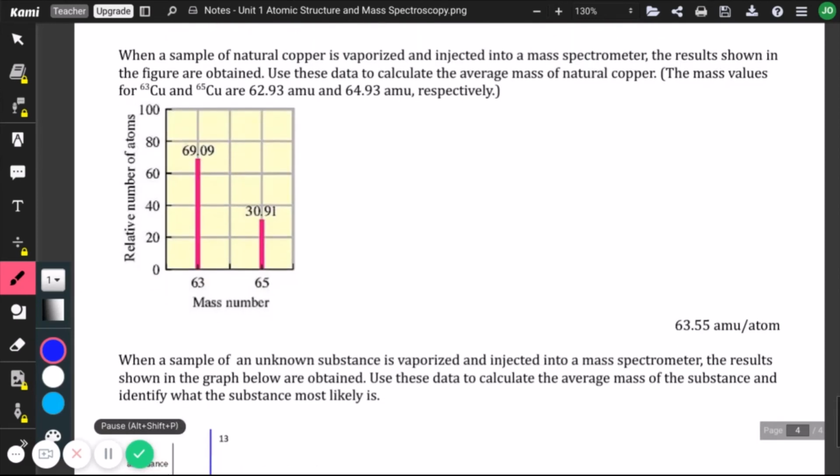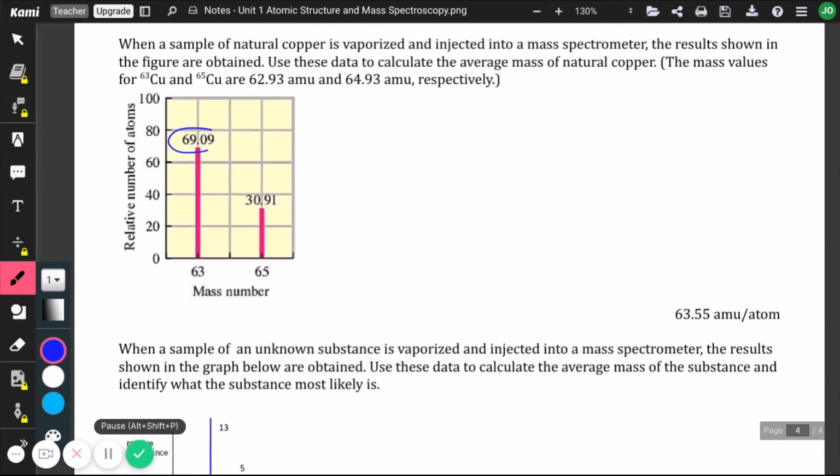Okay. Well, first off, one thing that we can note is that these two are going to add up to 100. If they don't add up to 100, then you need to go back to that percent abundance and make sure you're double checking how to do that. Part over whole times 100. Okay? So, these add up to 100%. Just makes things a little bit easier.